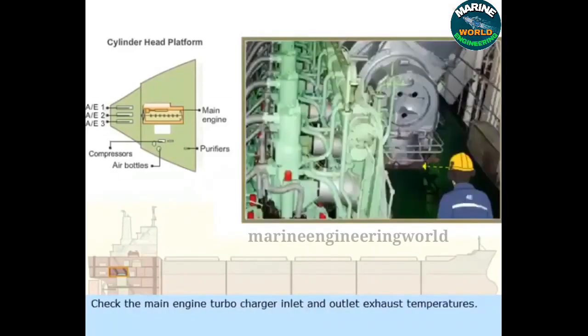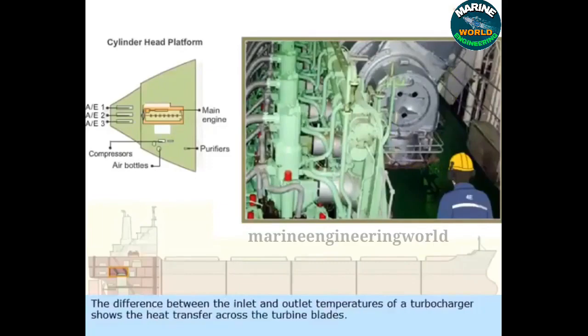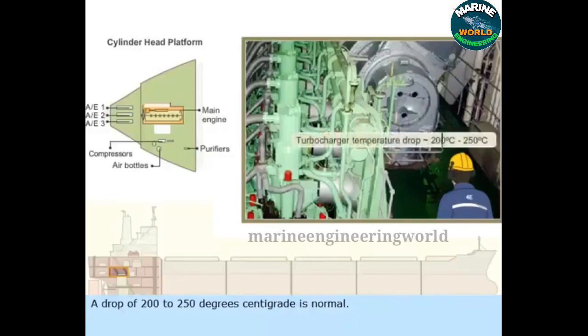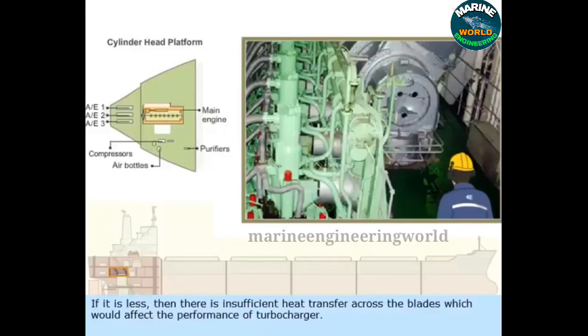Check the main engine turbocharger inlet and outlet exhaust temperatures. The difference between the inlet and outlet temperatures of a turbocharger shows the heat transfer across the turbine blades. A drop of 200 to 250 degrees centigrade is normal. If it is less, then there is insufficient heat transfer across the blades, which would affect the performance of the turbocharger.